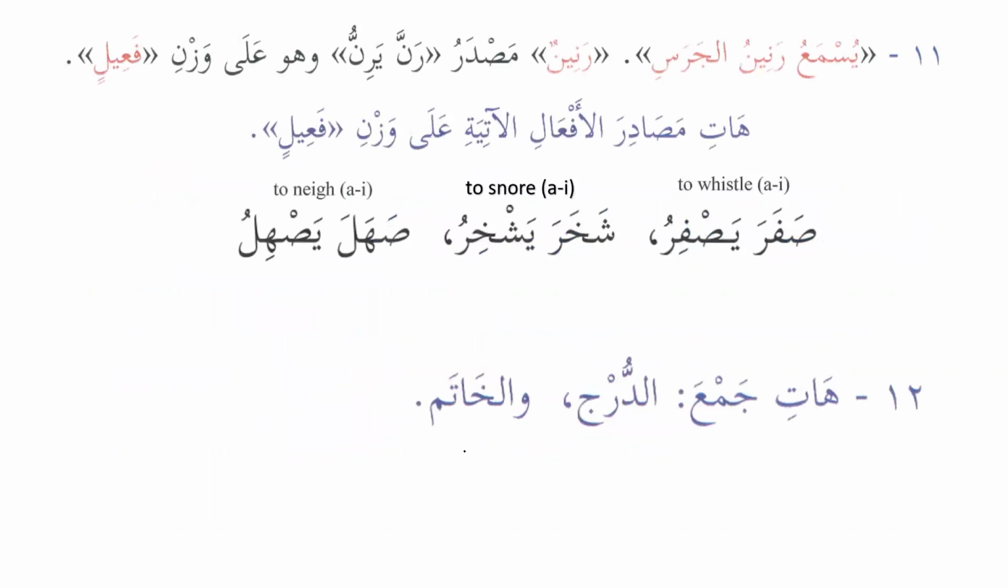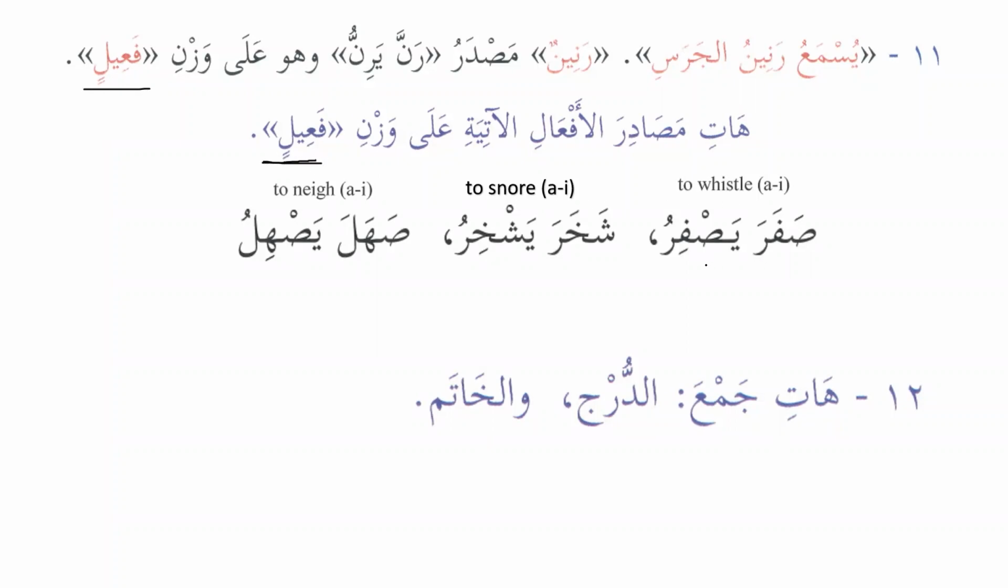Okay, we are almost there. Yusma'u raninul jarasi. The ringing of the bell is heard. Raninun is the masdar of ranna yarinnu, to ring. And it's on the pattern of fa'il. Hati masadir al-af'al al-atiyati ala wazni fa'ilin. So now we need the masdar on the pattern of fa'il.